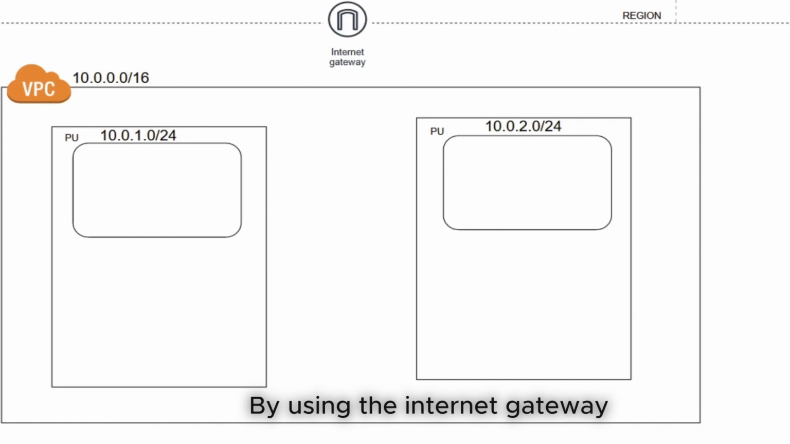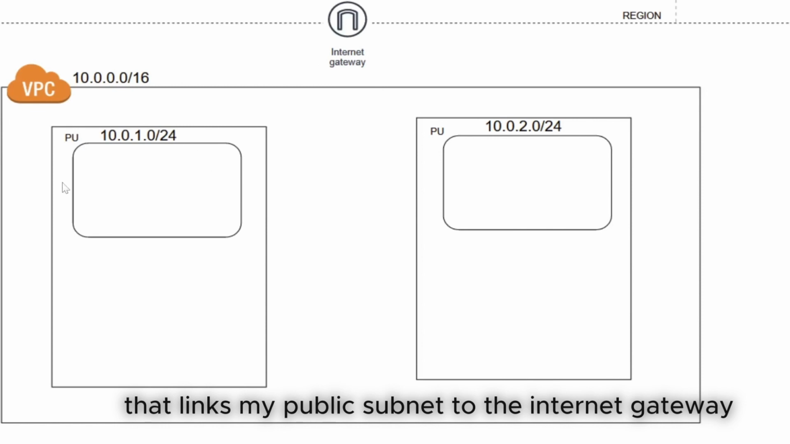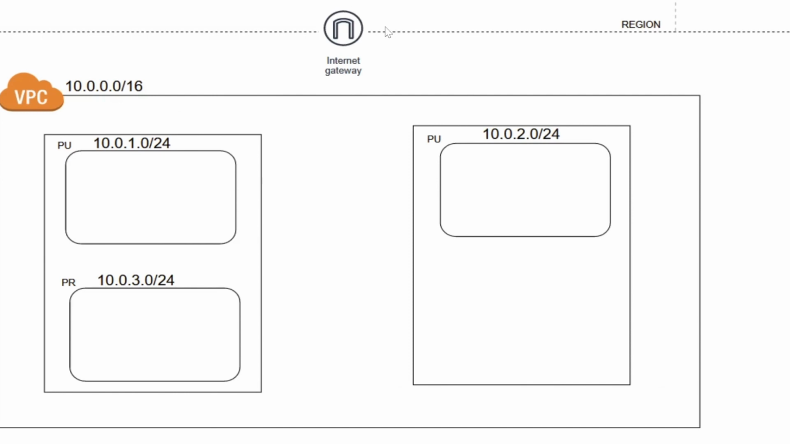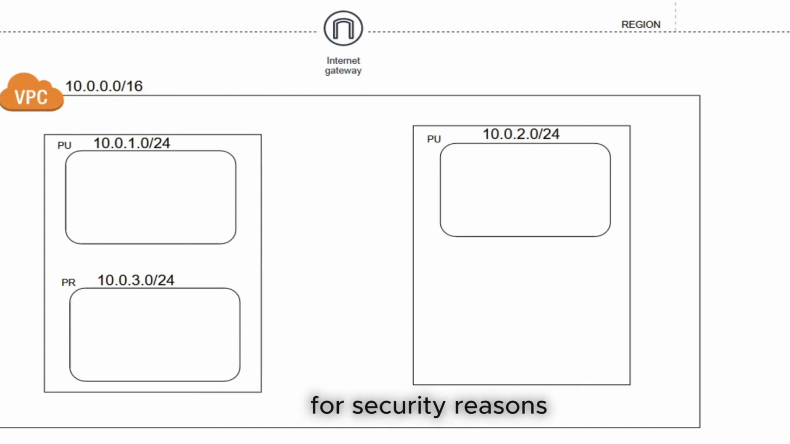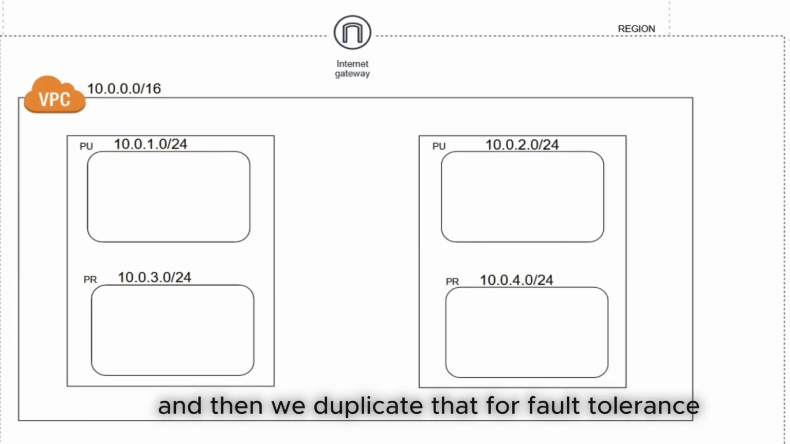By using the internet gateway. So I'll create a route table that links my public subnet to the internet gateway. You can decide to have private subnets and resources in the private subnets for security reasons, and then we duplicate that for fault tolerance.